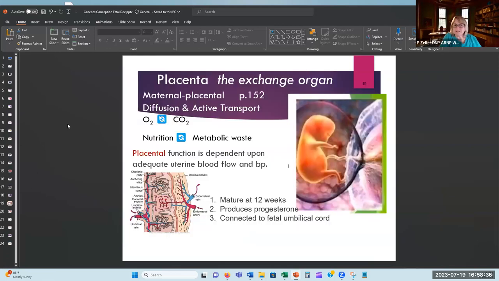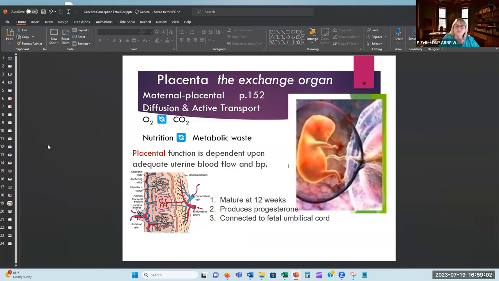So we talked about the placenta, how much I've stressed it. So here's some more pictures about the importance of the placenta. What is it doing? It's providing exchange. So it's called the exchange organ. It's a temporary organ, right? It goes away at the end of the pregnancy, okay? So it's not really mature until about 12 weeks into the pregnancy.